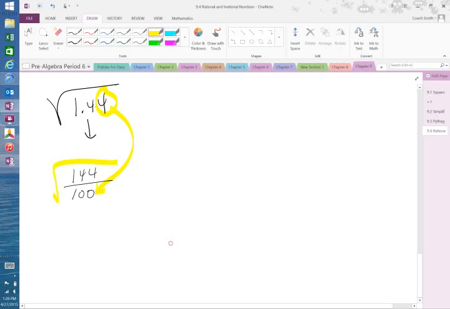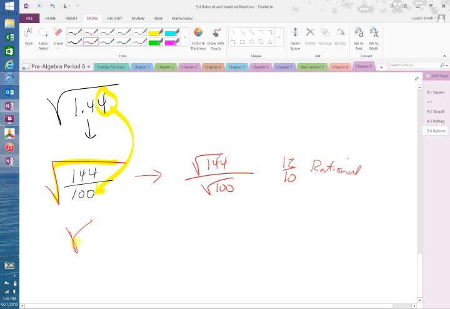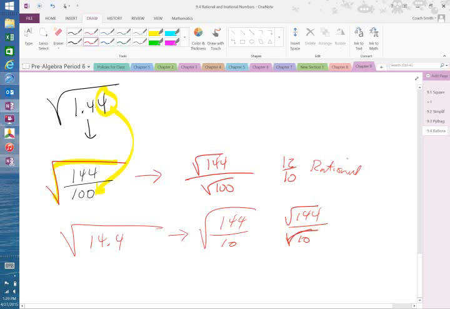So I take the square root of 144 over 100. So that means, from what we learned in section 2, the square root of 144 over the square root of 100. 12 over what? 12 over 10. Is that rational or irrational? It's rational. Now let's look at another one. Square root of 14.4. Well, that is 144 over 10. That's the square root of 144, that's the square root of 10. Do you have a square root of 10? No. So that is irrational.